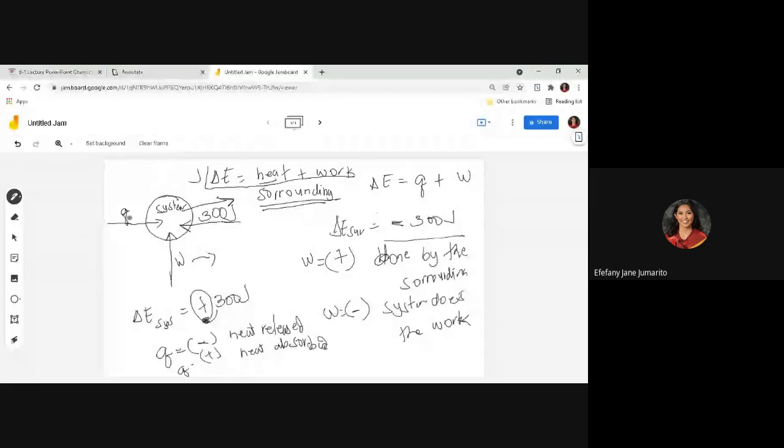Okay. All right. So, in order to increase the internal energy of the system, we will add more heat and then the surrounding will do the work for the system. Okay. Not the system will do the work. So, that is to increase the internal heat energy of the system.